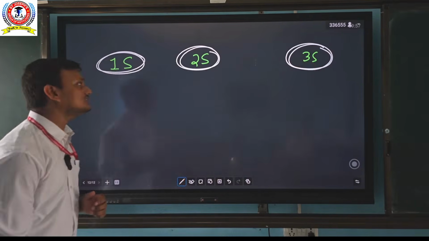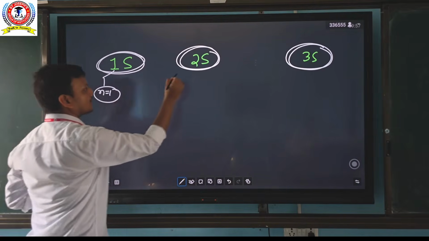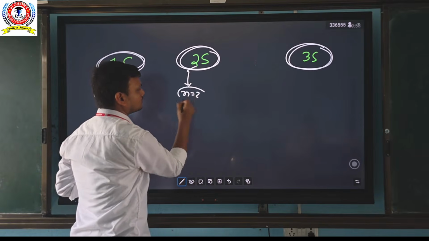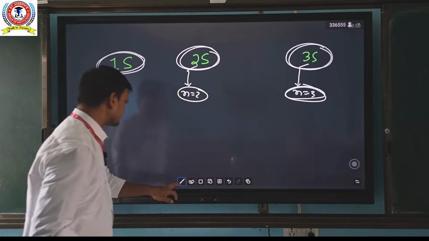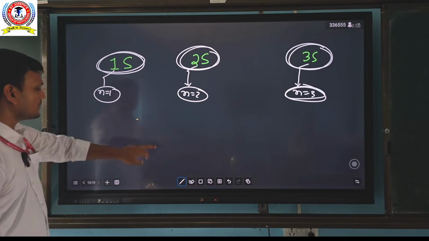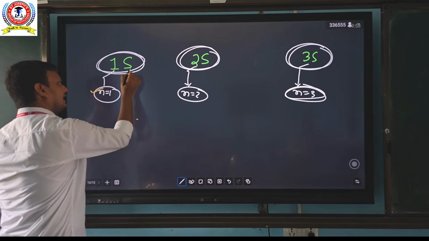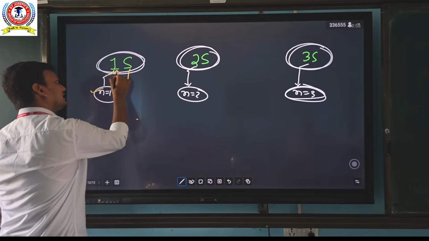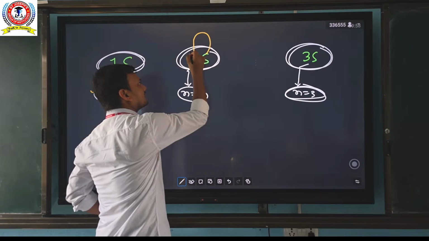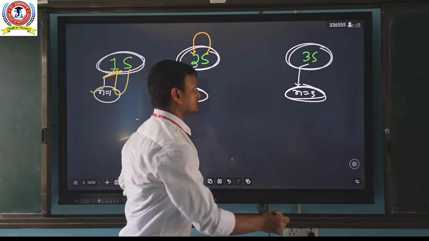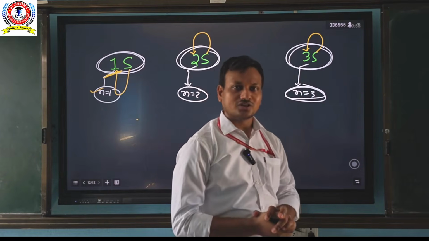What does it mean? Students, we know that this is n equal to 1, this is n equal to 2, and this is n equal to 3. That means the s subshell is present in the first shell. 2s means the s subshell is present in the second shell. 3s means the s subshell is present in the third shell.